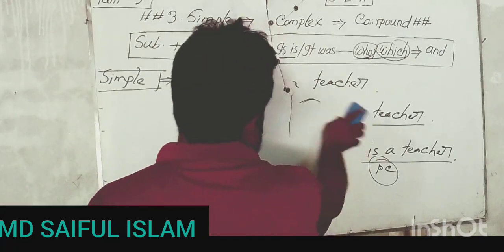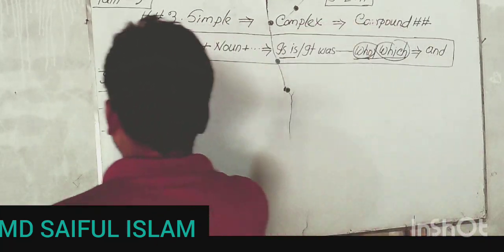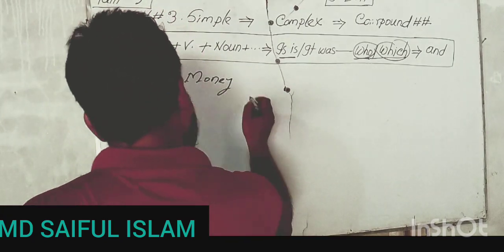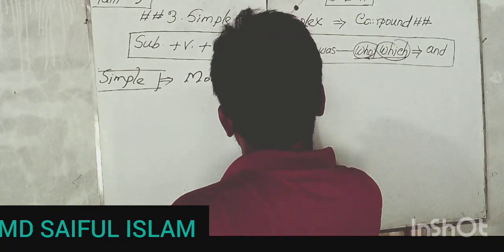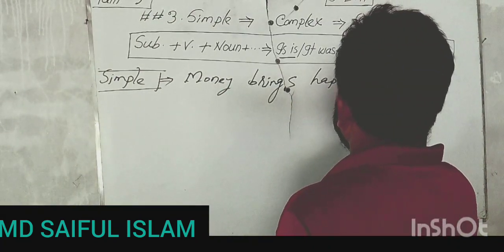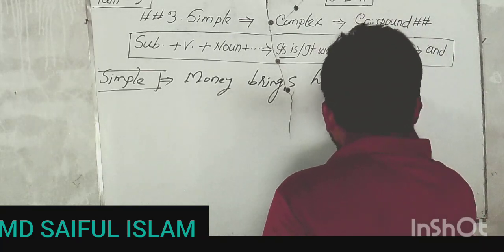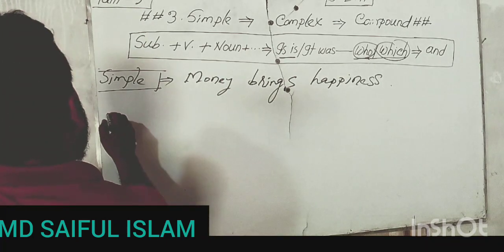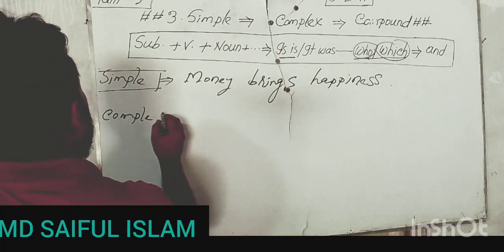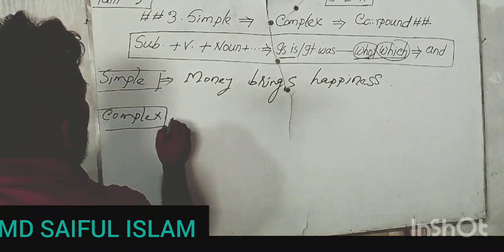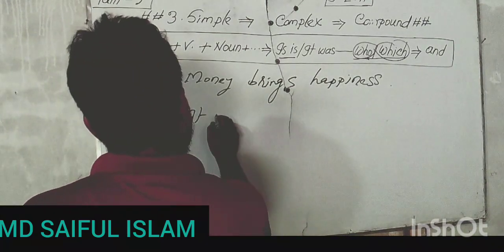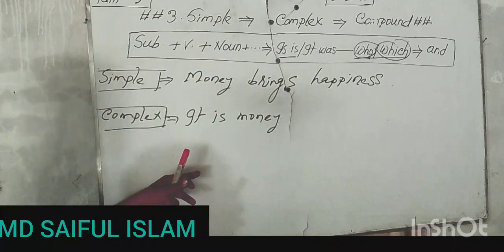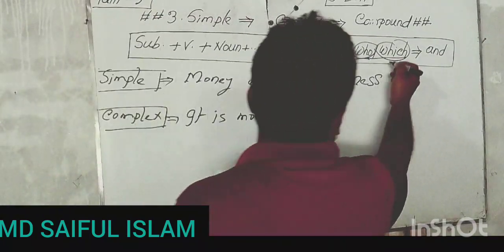Next, I can write another example. Money brings happiness. Money brings happiness. Try to solve this problem yourself, my dear learners. At first, we will transfer this statement into complex. It is money. Before the subject, we'll write "it is", and after the subject, we'll write "which".